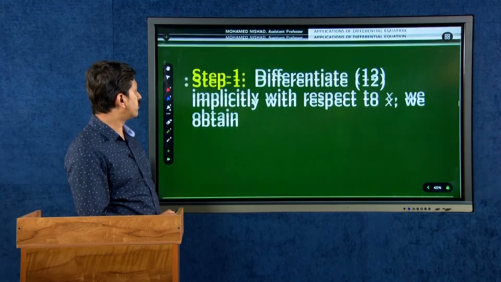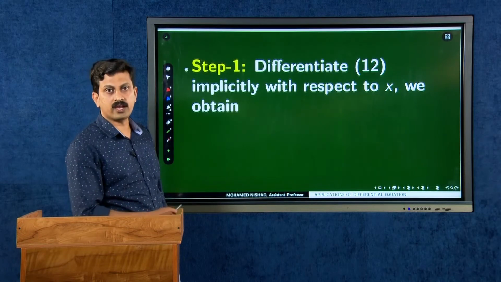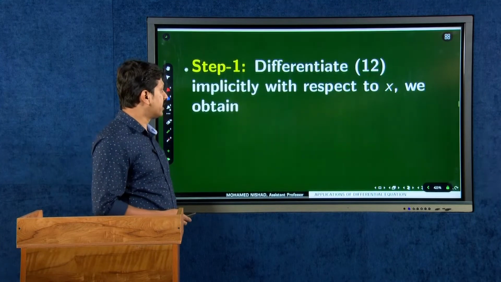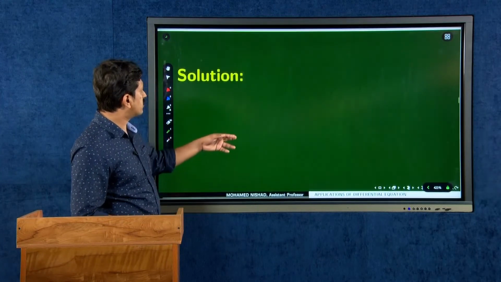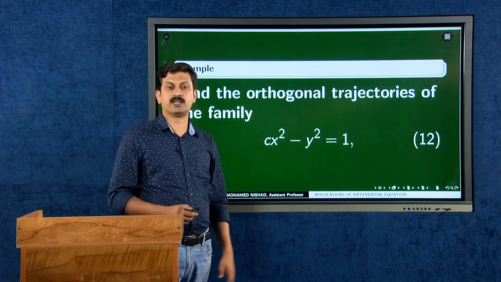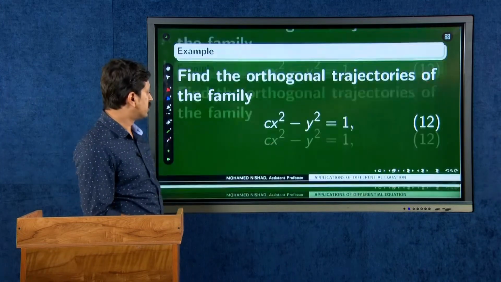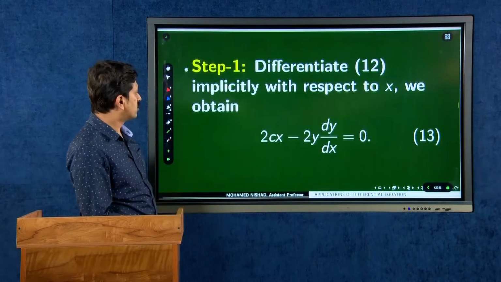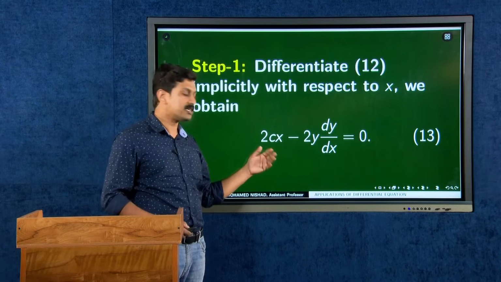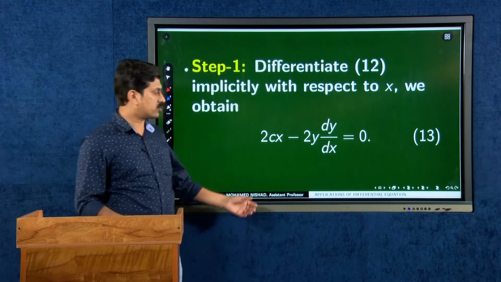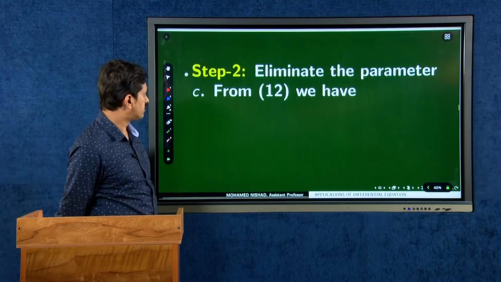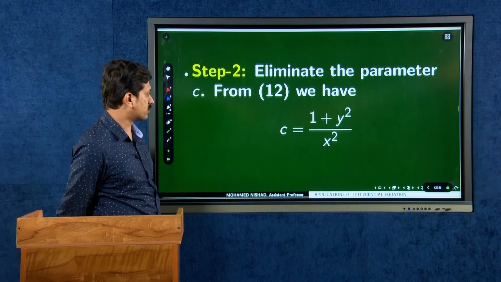In the first step, we will differentiate with respect to x. While differentiating with respect to x, we obtain the derivative of Cx square, that is 2Cx, minus 2y into dy by dx is equal to the derivative of 1, which is 0. So, we have 2Cx minus 2y into dy by dx is equal to 0. We can take 2 outside. So finally, we will have Cx minus y into dy by dx is equal to 0.